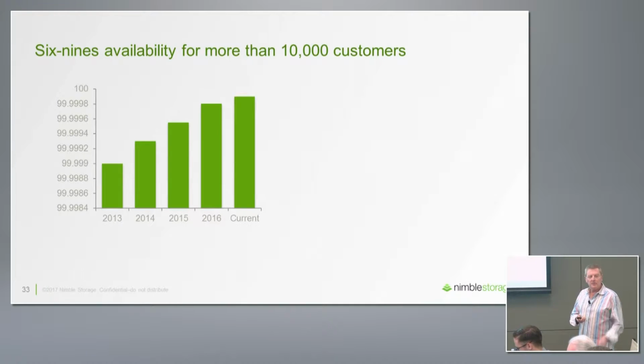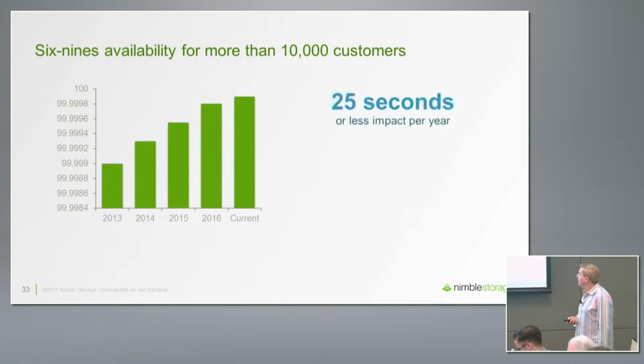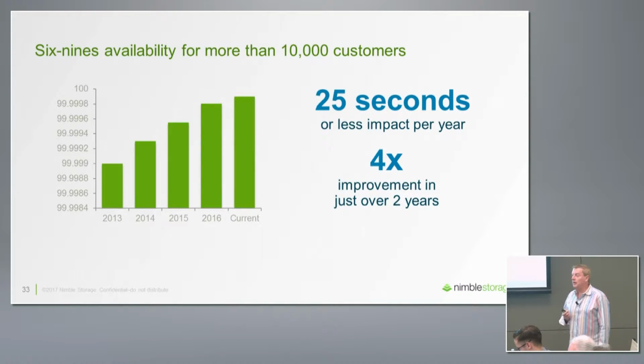4 years ago now almost, 4 or 5 years ago, back to 2013 when we were clearly at 5 nines across the arrays and all versions of software, to today where we're up above 6 nines, which now represents a little less than 25 seconds of unplanned downtime per year.